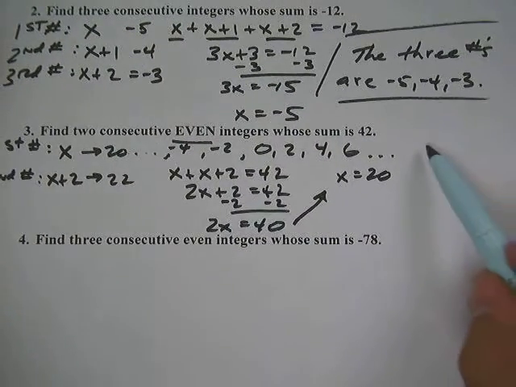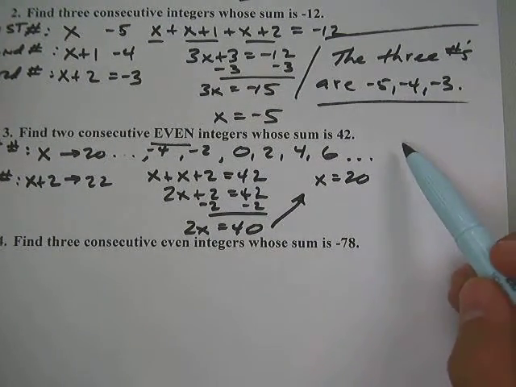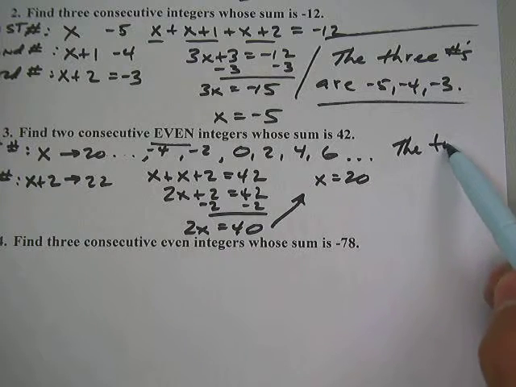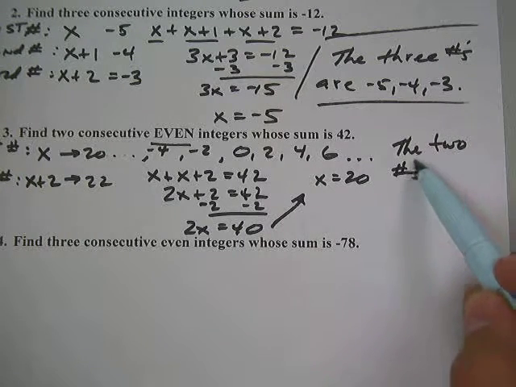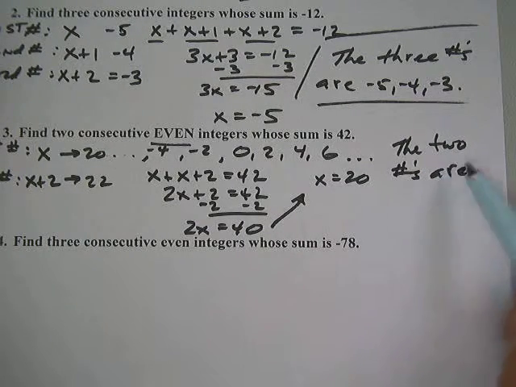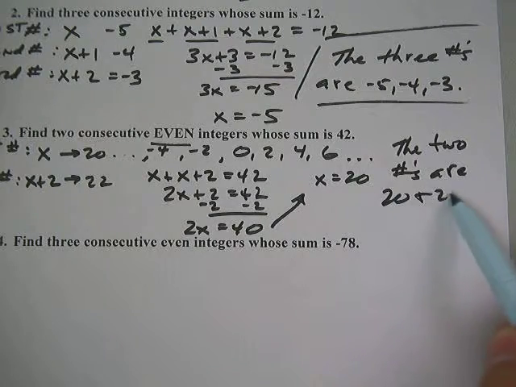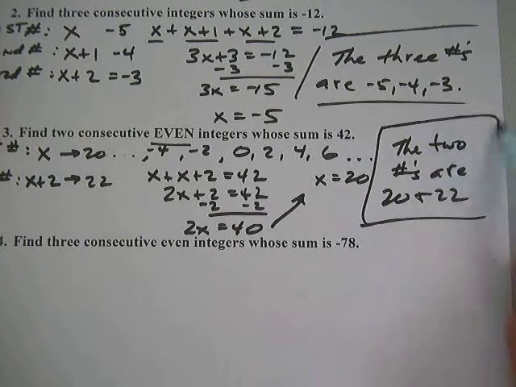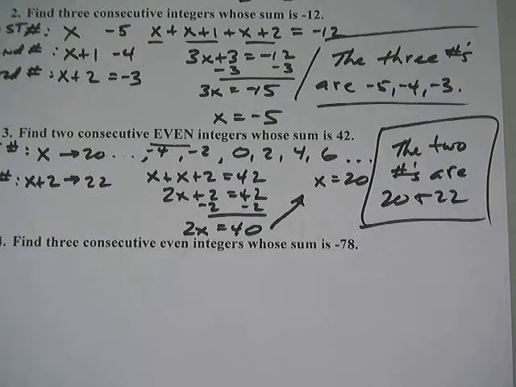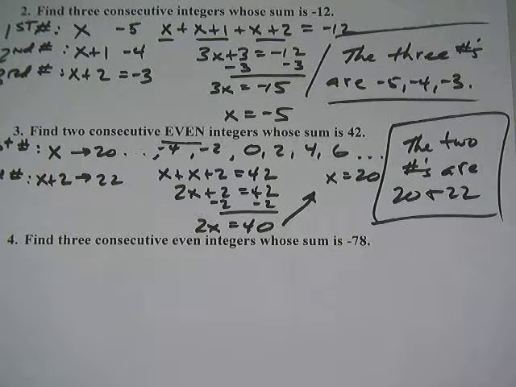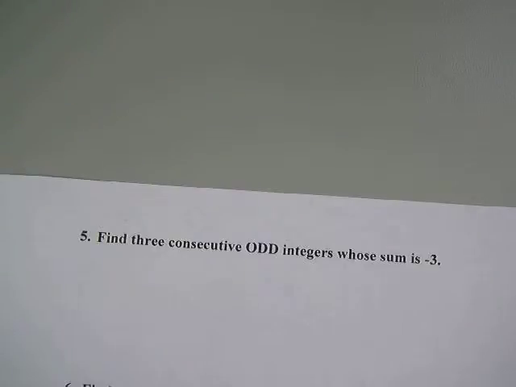So if x is 20, that means the next one would be 22. And do those two add up to 42? Yes, they do. So my answer, the two numbers are 20 and 22. There you go. So even integers are not terribly difficult. You just add 2 because you're skipping over that odd number every single time.